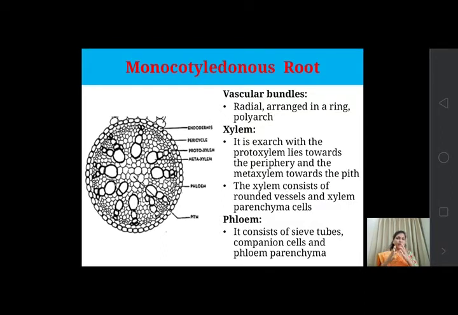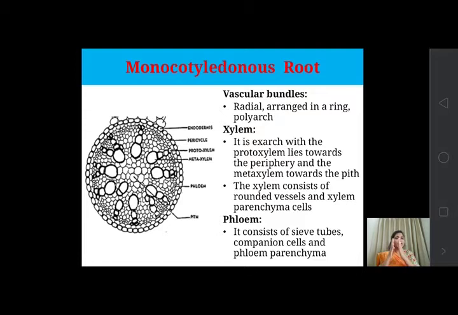So in case of xylem, you can see in the picture that the metaxylem, that is the larger vessels, are facing towards the pith region or the central region. But the smaller vessels, also known as the protoxylem, are facing towards the epiblemal region, or you can say the pericycle or endodermal region, that means towards the outside region. Okay, so that condition is known as the exarch condition.